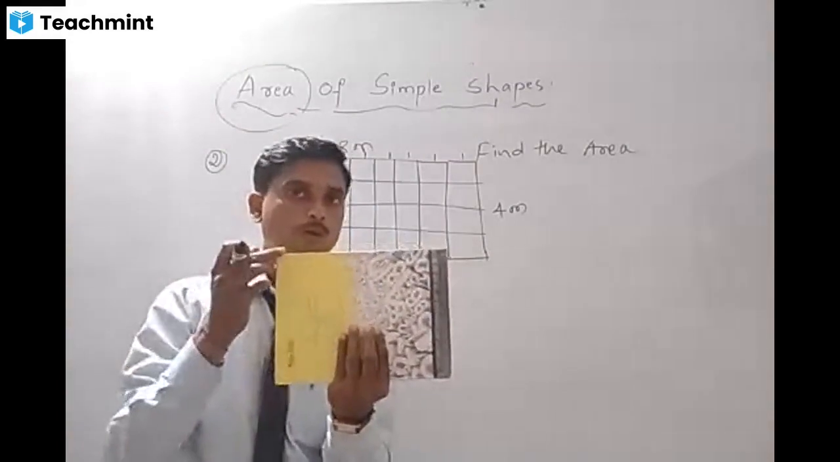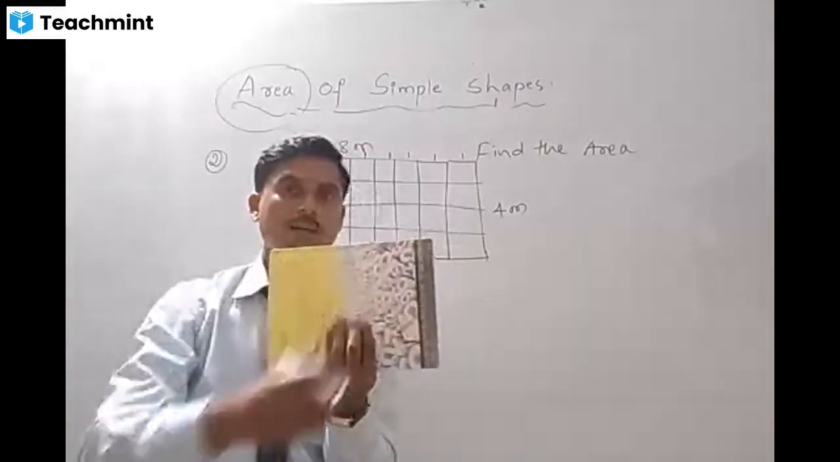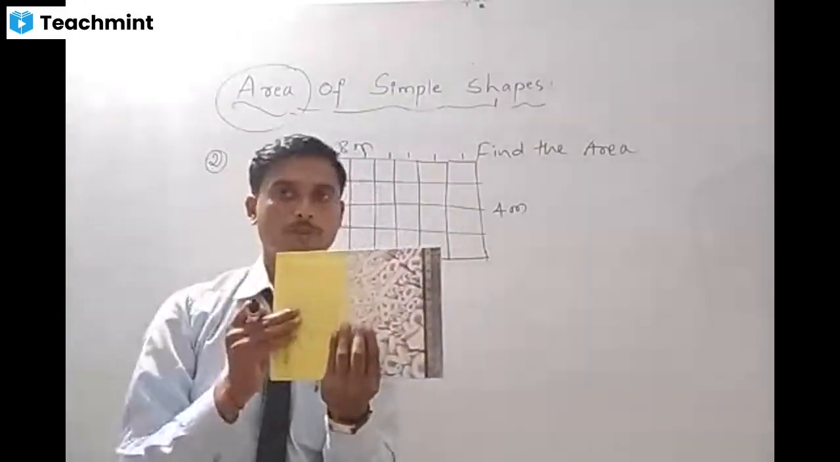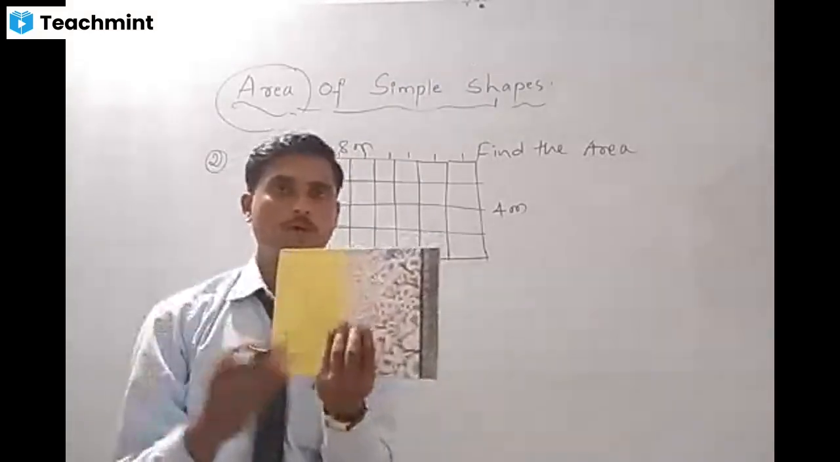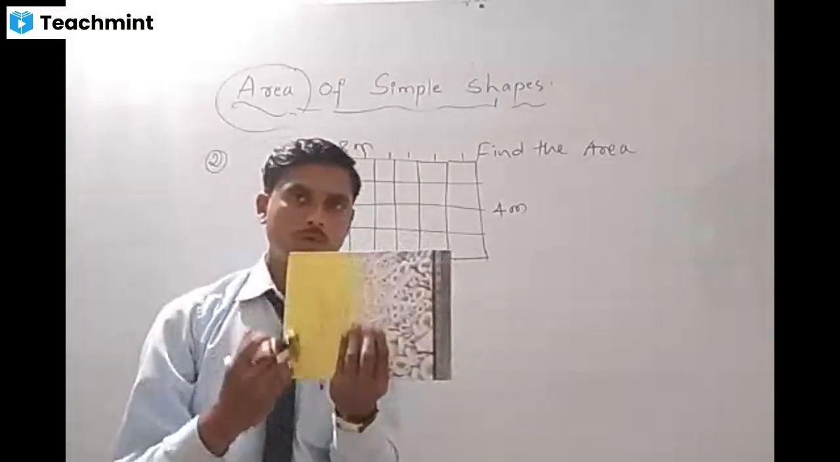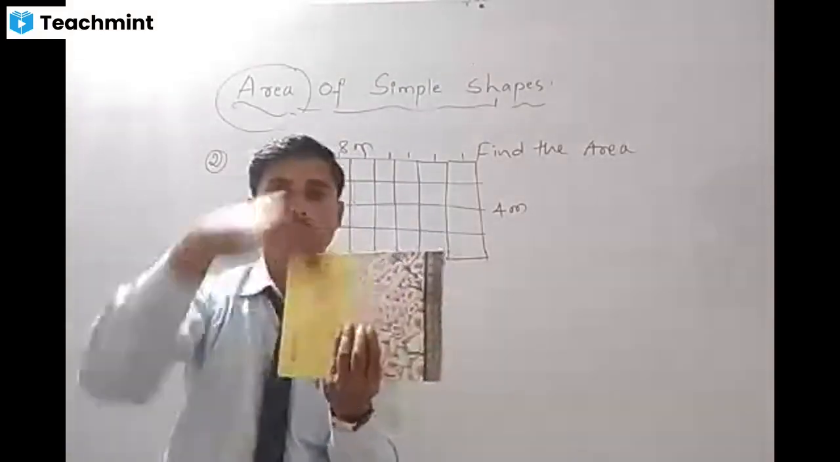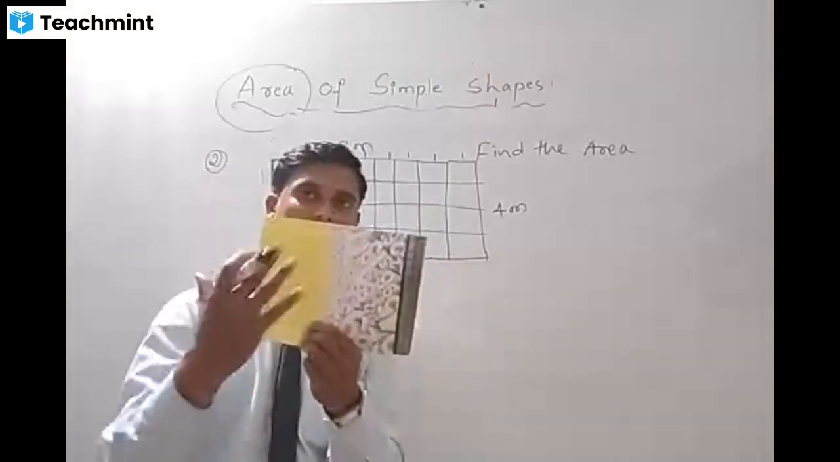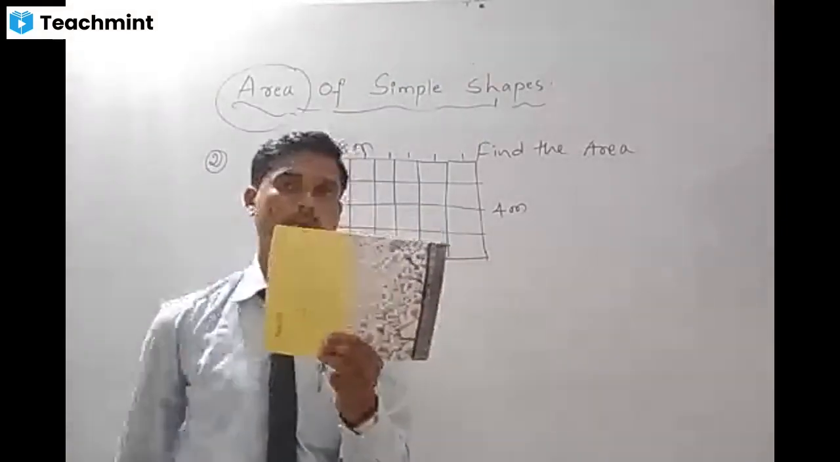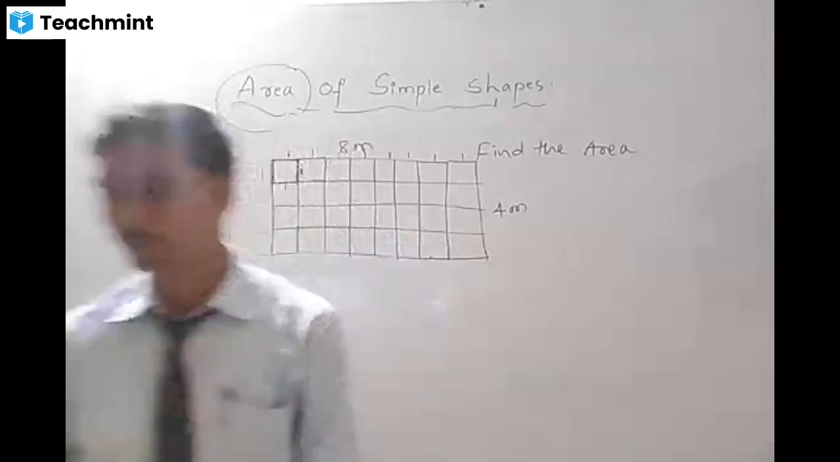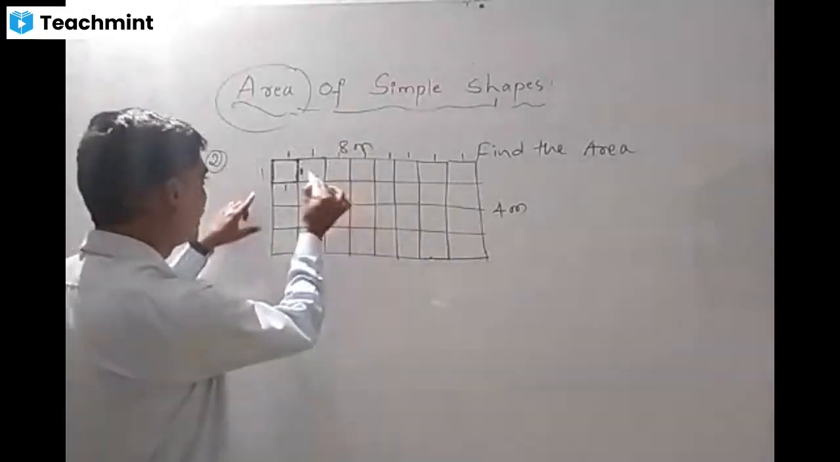Then divide the 20 centimeter equally. How many columns are there? 20 columns. And here how many? 10 columns. 20 into 10. Then you have to count the total number of columns. That is the area of this textbook. Okay, dear students, how many are there?